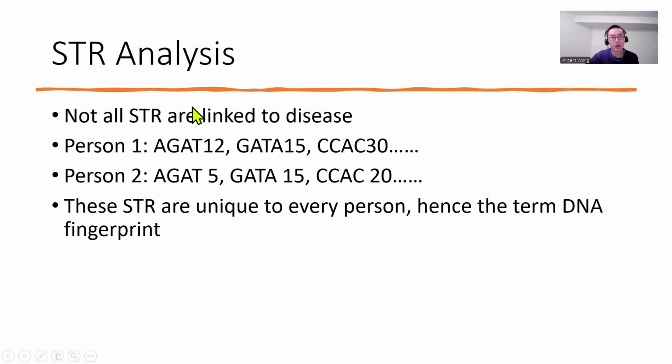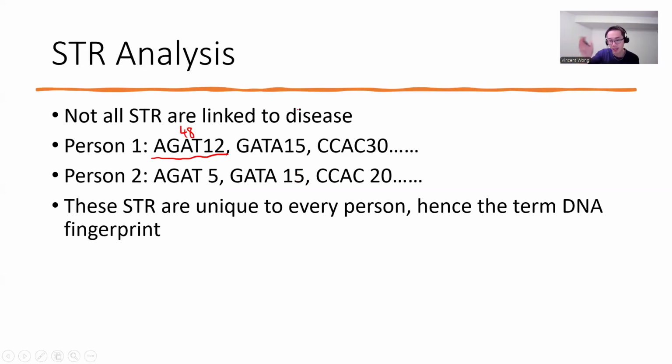So like I said, not all STRs are linked to disease, and these STRs are found in everybody. Some are longer, some shorter. People who are related would have similar lengths, obviously, but people who are unrelated will have quite different STR lengths. So over here, how long is this particular STR? Well, it is 4 nucleotides and it's repeated 12 times. So 4 times 12 is 48 nucleotides long.